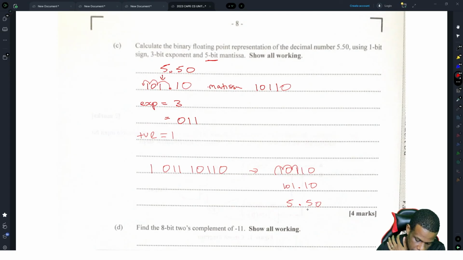Because that's a half. Positive is 0, yeah, correct, my bad. So 0. Right, so this is the answer here. Cha-ching!